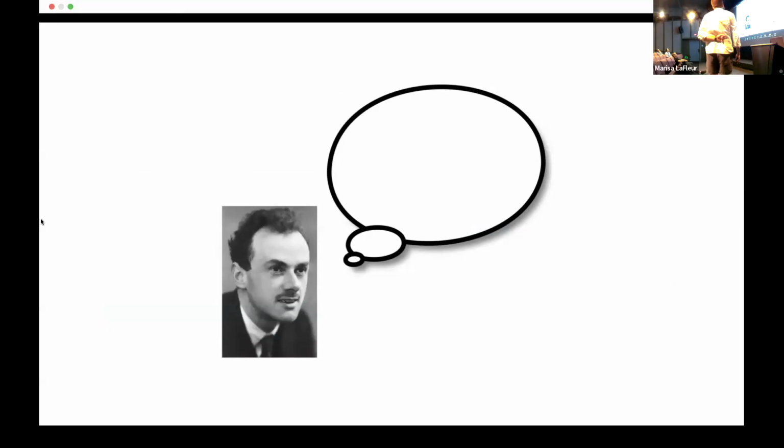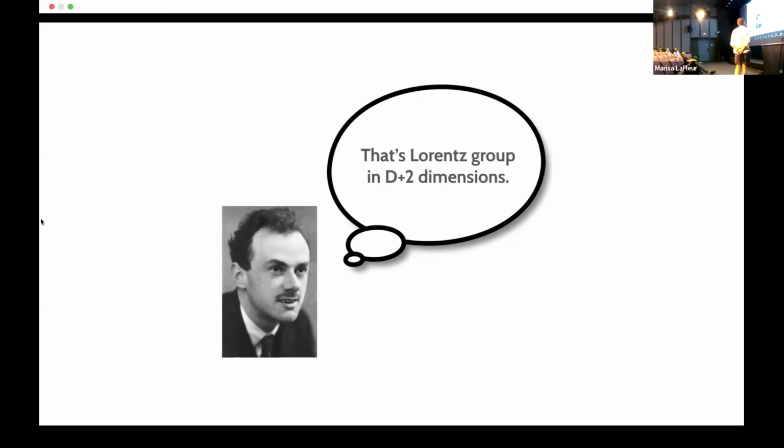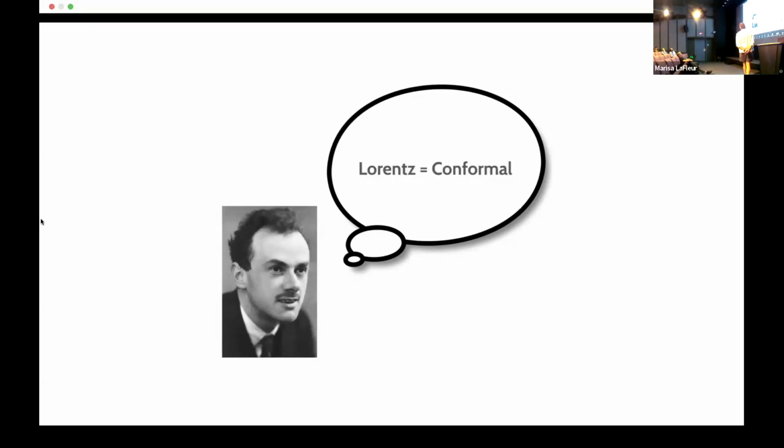Okay, so where does Paul Dirac come in? He says the conformal group is SO(d+1,1). So if you have a d-dimensional Euclidean theory, this is what the symmetry group is. This is the conformal group in d dimensions. He also points out that this is also the Lorentz group in d plus 2 dimensions, the basic fact. And therefore, he says Lorentz equals conformal.